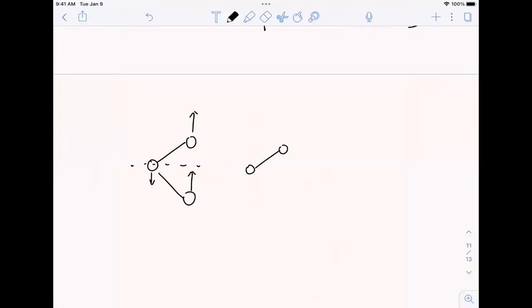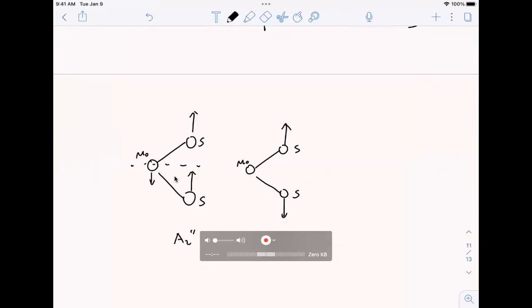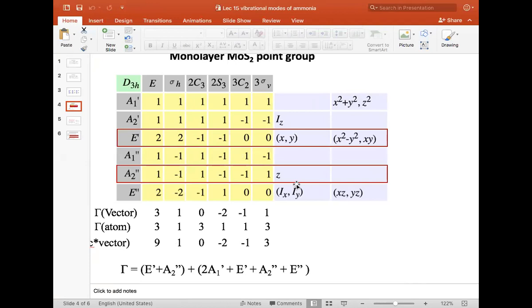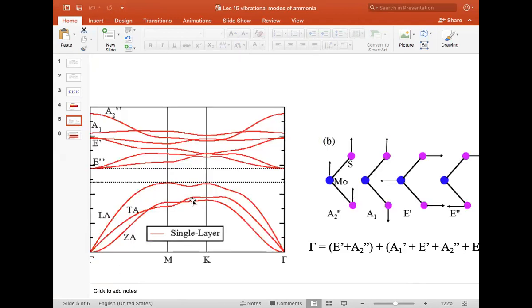The other one is the stretching mode. This is the A1 prime. This is the A2 double prime. I think so. Is this A2 double prime satisfying every symmetry? Is it correct? You can do this as a homework to confirm it. Yeah, I mean, we know there's an A2 double prime mode there.